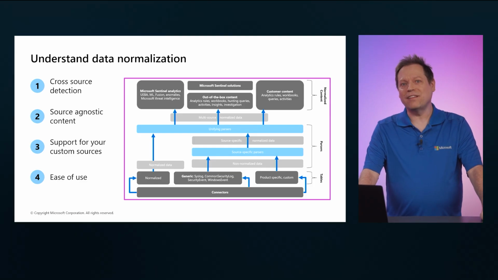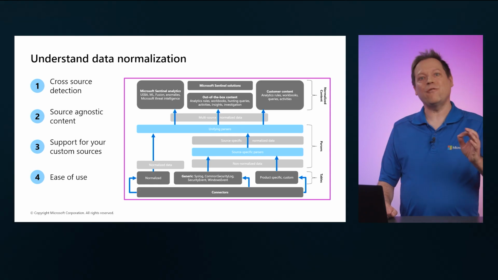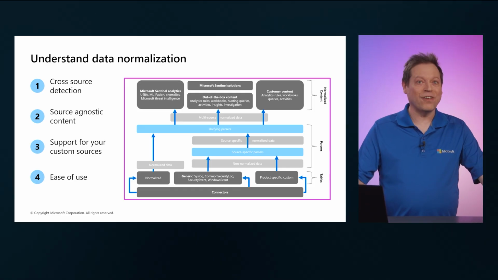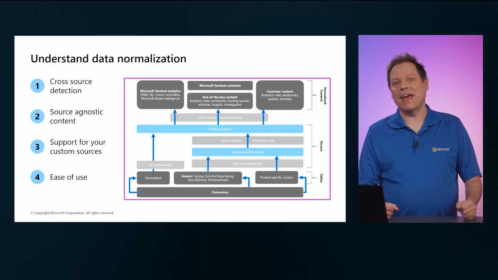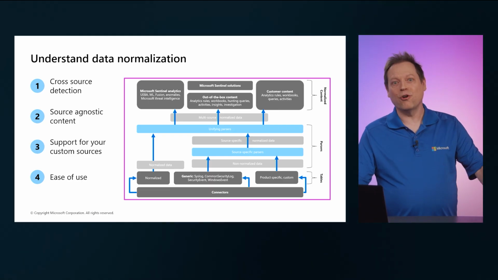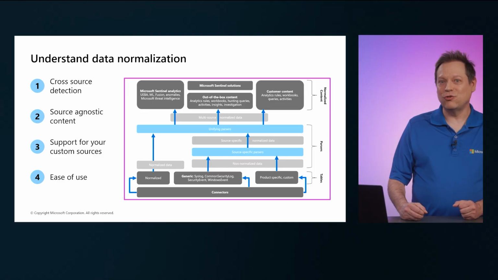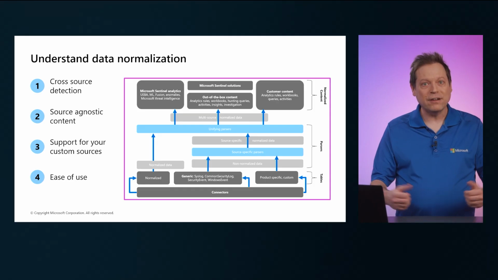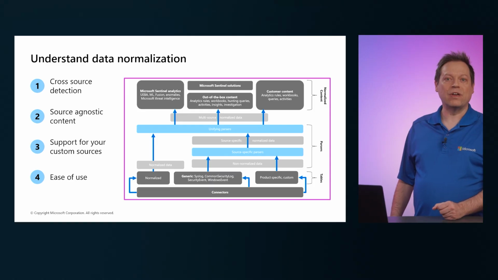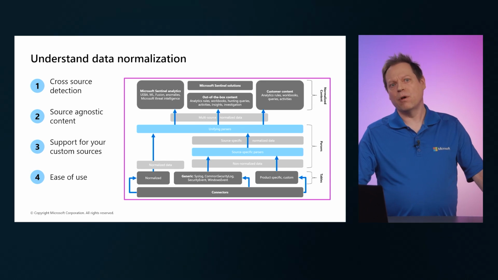First, cross-source detection becomes far easier because you can look for the same behavior across different log types. Second, content becomes source agnostic, meaning detection and hunting aren't tied to a single vendor schema. Third, normalization supports your custom sources by mapping them into a common schema. And finally, it improves ease of use. Analysts can write and reuse queries without constantly translating field names for each table.